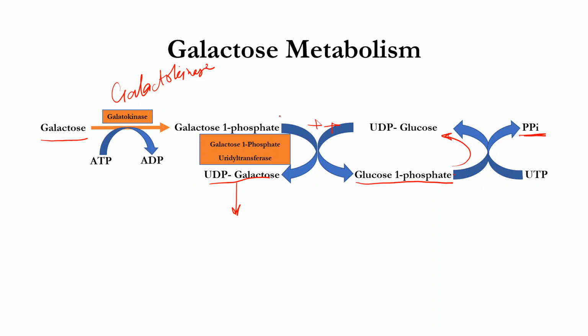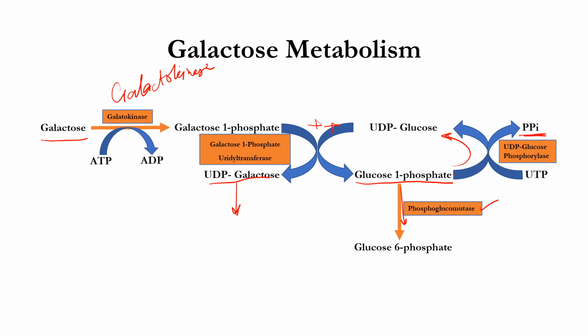It will be converted back into UDP glucose, and again the reaction will proceed by combining with galactose 1-phosphate. Now this glucose 1-phosphate will be converted into glucose 6-phosphate by the enzyme phosphoglucomutase. I think you have read about this enzyme. This is the second enzyme in the glycolytic pathway. And UDP galactose will be utilized in the synthesis of lactose along with glucose. Galactose will make lactose. You already know that it is a disaccharide present in milk.